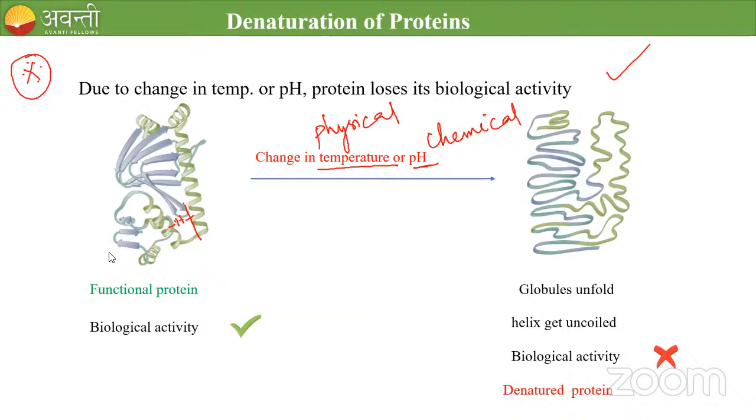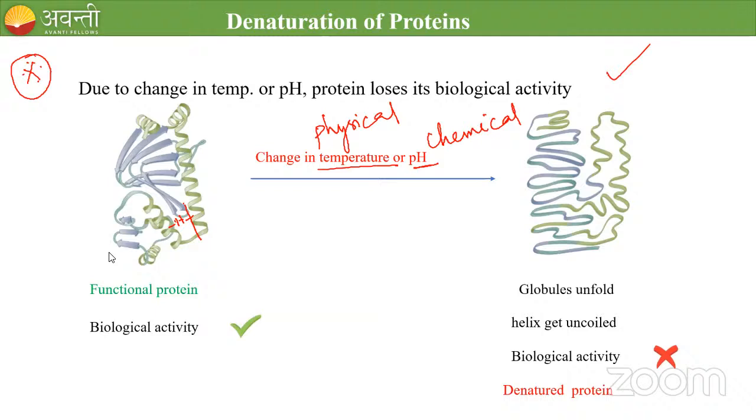So there are some examples under each type. You can take examples like coagulation of egg white, which comes under physical change. Okay, curdling of milk comes under chemical change. So you can go through the examples: coagulation of egg white and curdling of milk. Got it? So this is all about the protein.